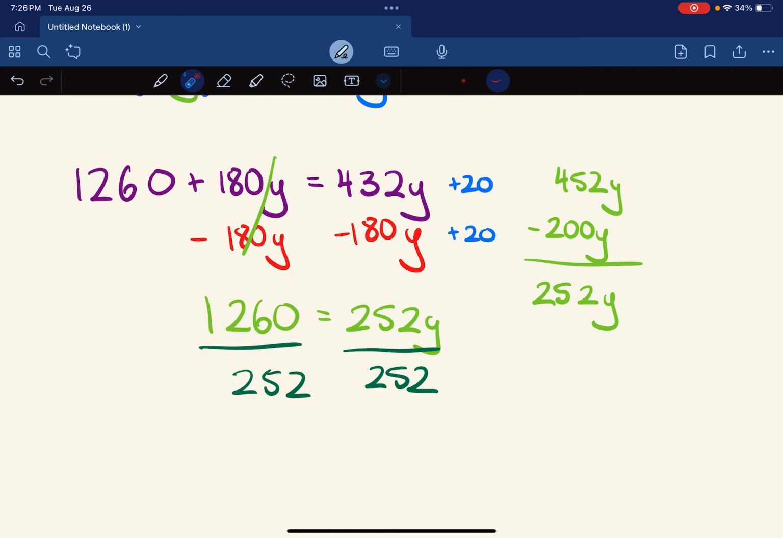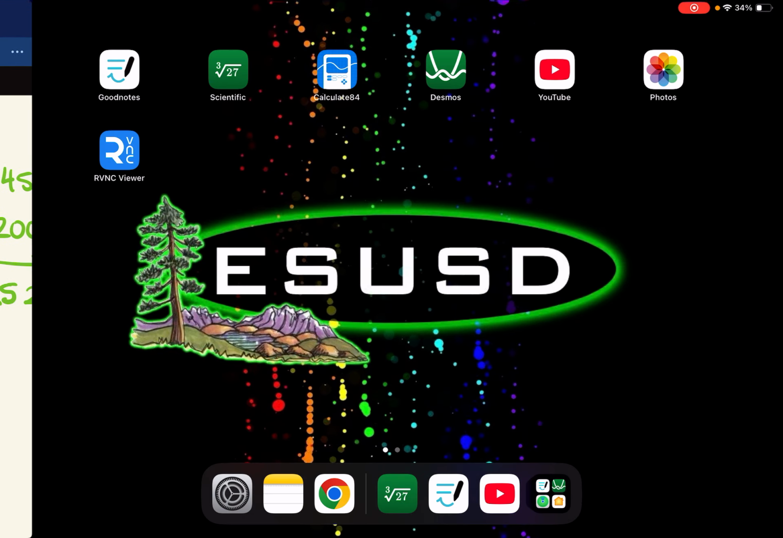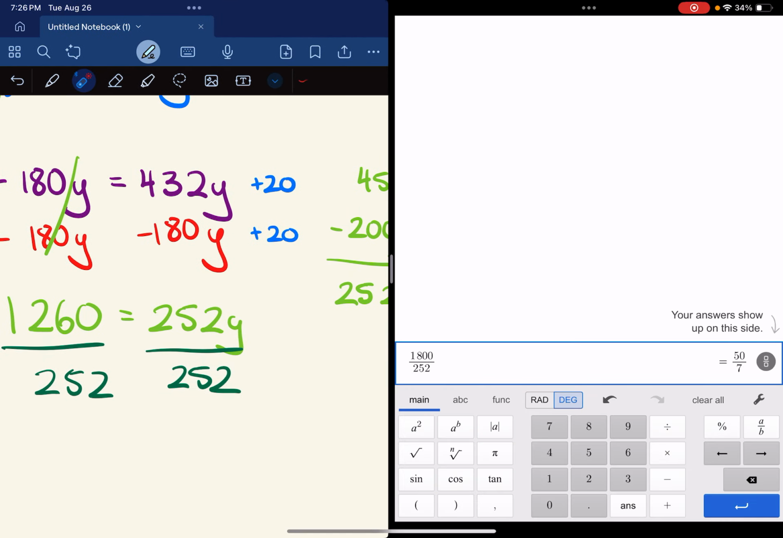I don't know. You have a calculator. Learn how to use tools appropriately. Isn't that like a life skill? All right, let's use a scientific calculator. I don't know what that is here. Let's clear all.